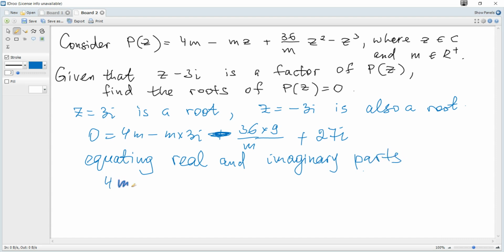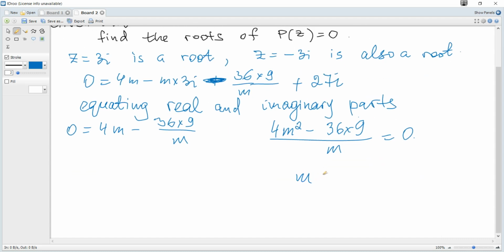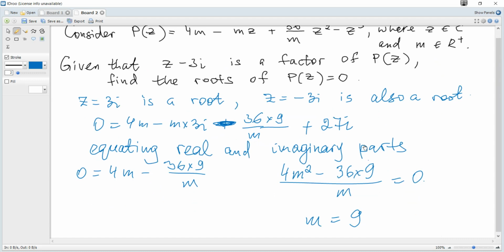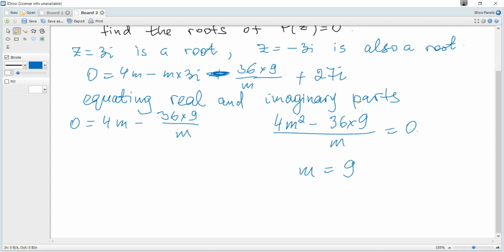parts. So for the real part it becomes 4m minus 36 times 9 over m is equal to 0, because the real part on the left hand side is 0. And we can find m, so it becomes 4 multiplied by m squared minus 36 times 9 over m is 0, so m squared is 9 times 9, or m is just 9, because m is real and positive. But we need to check the imaginary part, because the overall expression must be true. So it becomes 0 is minus m, so minus 9 times 3 plus 27 is 0, so it's true. Yes, so m is 9.